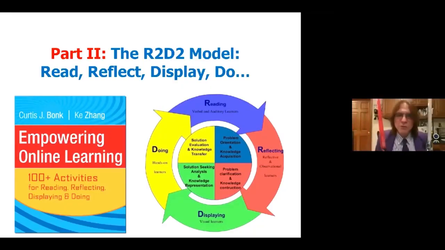So R2D2, read, reflect, display, and do. It's a problem-solving wheel. Some people see that on there and they think it's a learning style model. I'll call it a problem-solving wheel or thinking about the diversity of our students. It's a way to think about diverse learners that you have coming into your classrooms, okay?